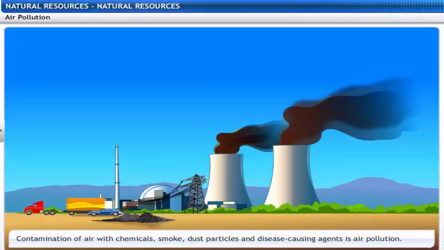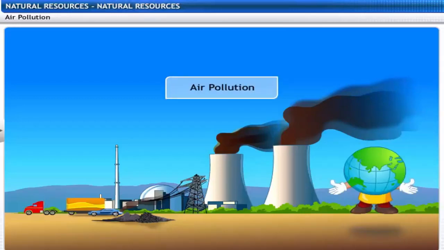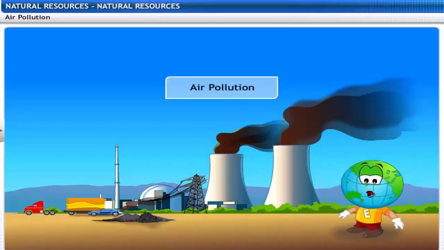The contamination of air with chemicals, smoke, dust particles, and disease-causing agents is called air pollution. No wonder I have been coughing all day. We should stop polluting the air. But before that, let's find out the causes.